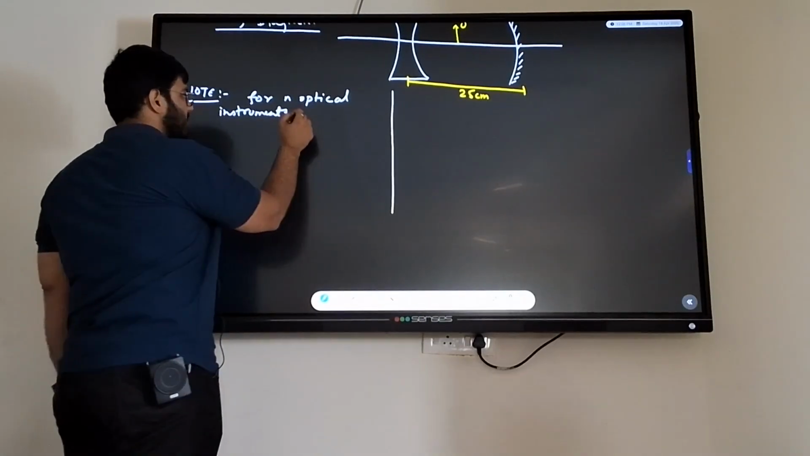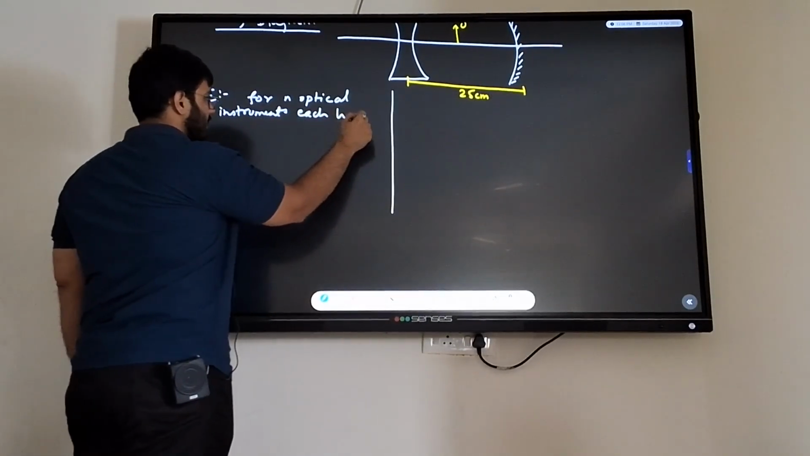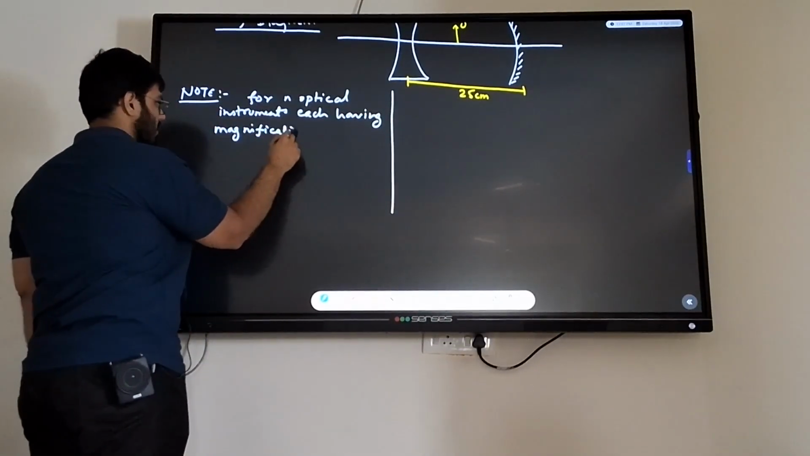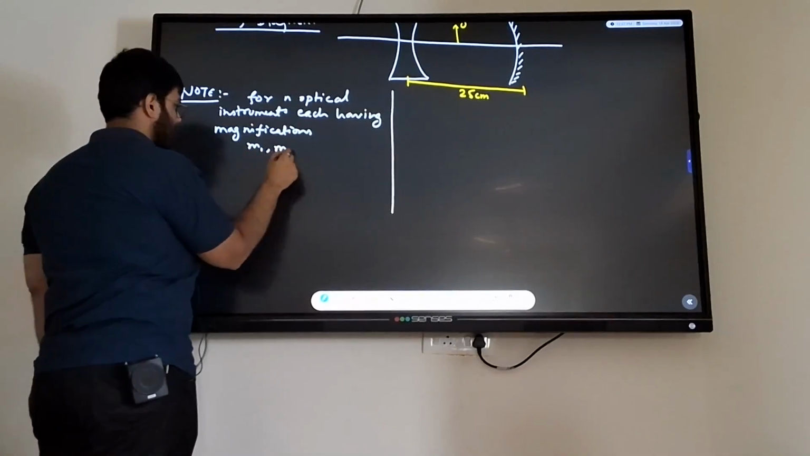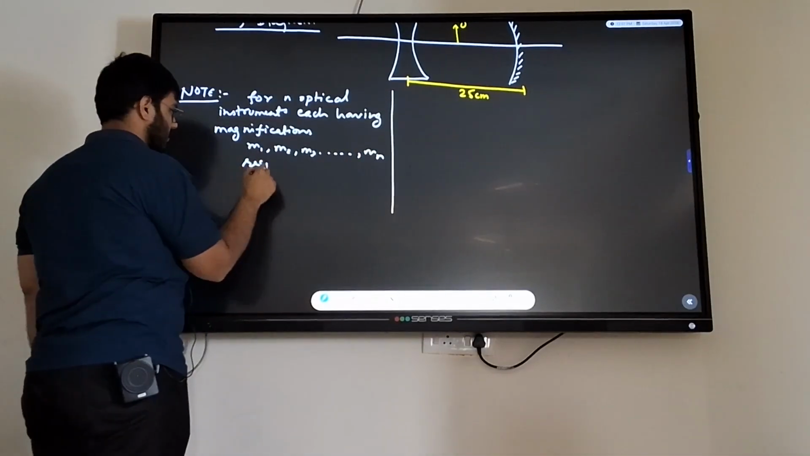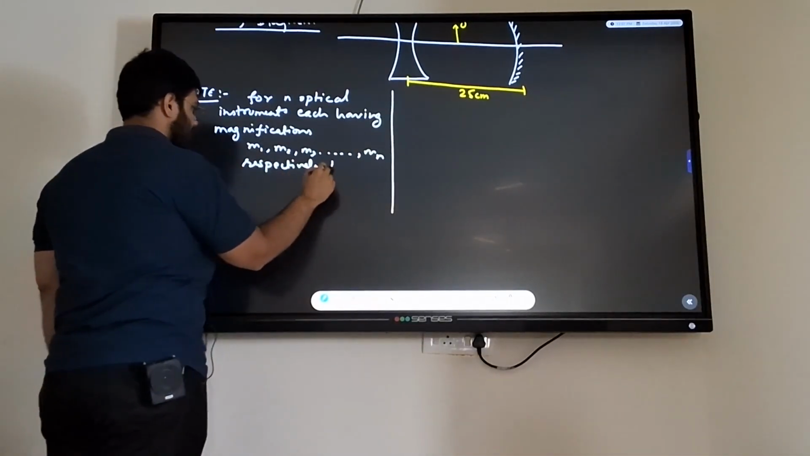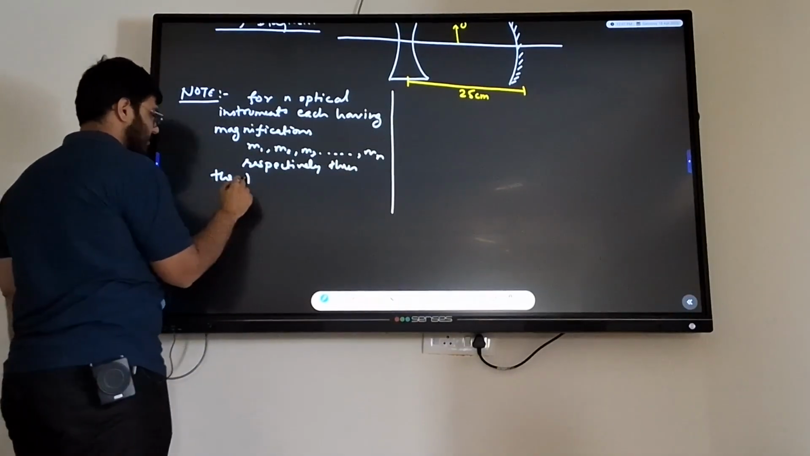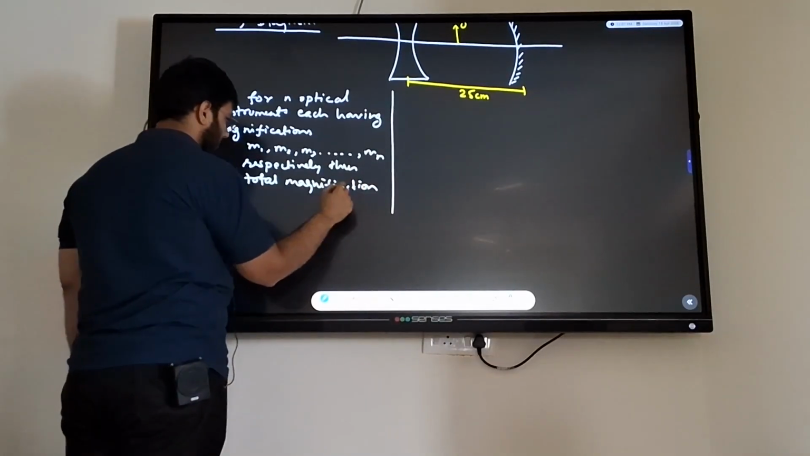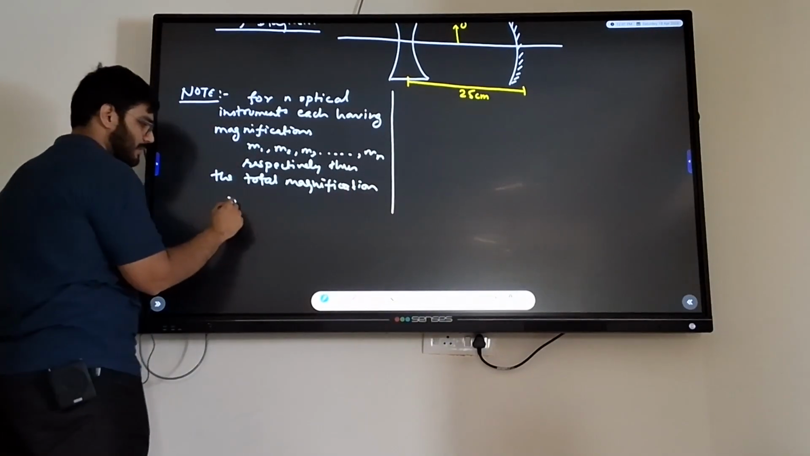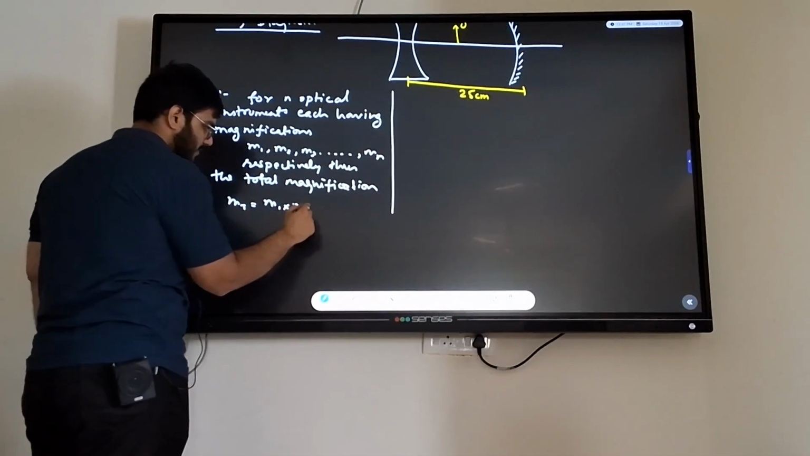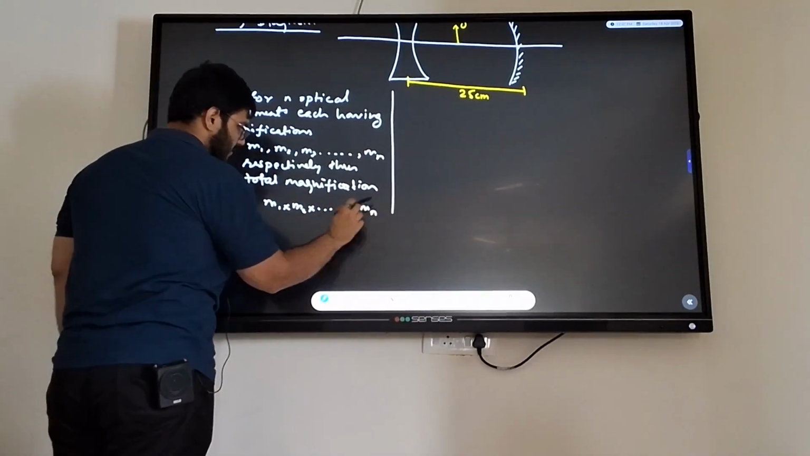For n optical instruments, each having magnifications m1, m2, m3 and so on respectively, then what is the total magnification? The total magnification M total is the product of all the magnifications: M1 into M2 into Mn. Is it okay?